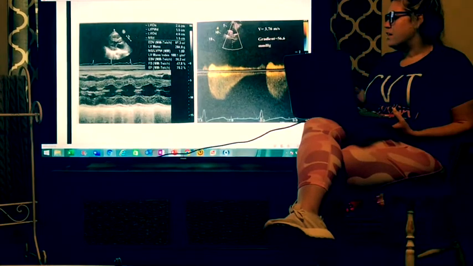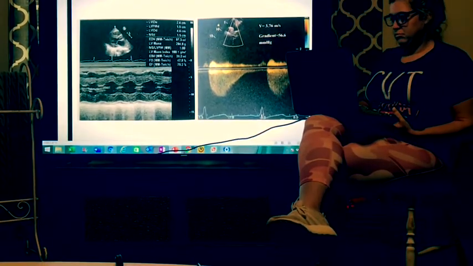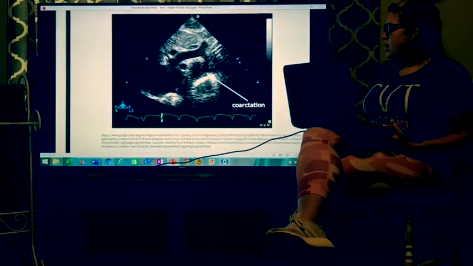Here are pictures of the M mode, and then this is the gradient. This is the coarctation.